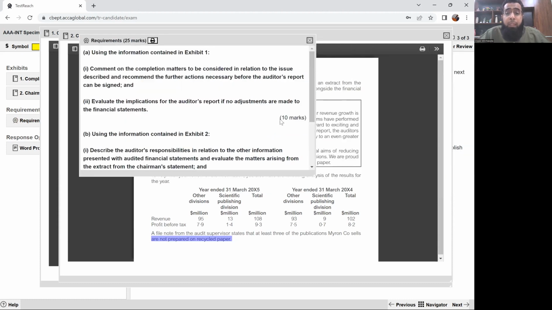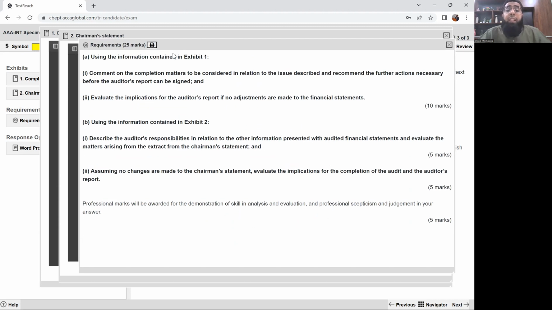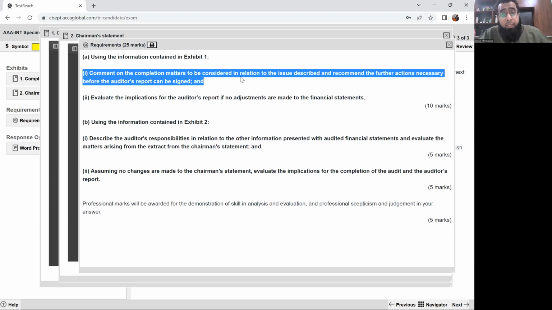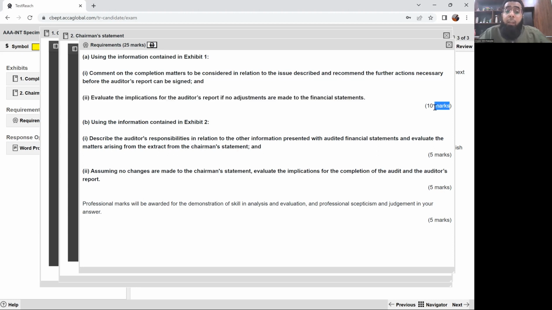Now let's look at the requirements. Using the information contained in Exhibit 1, Part A is only related to Exhibit 1. Comment on the completion matters to be considered in relation to the issues described, and recommend the further actions necessary before the auditor's report can be signed. So matters to be considered and actions to be taken. Evaluate the implications for the auditor's report if no adjustments are made to the financial statement. So this Part A is related to sale of the division, 10 marks.